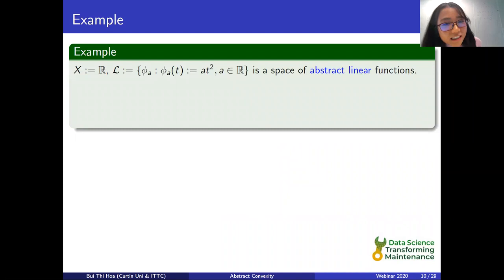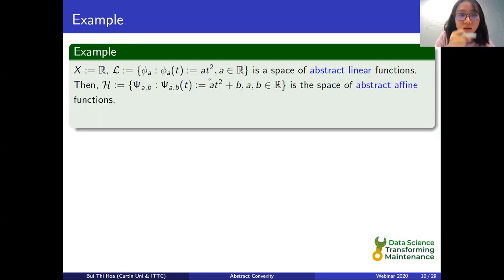Okay, so next we move to some simple examples. Let's think about the example at the beginning of the talk. This example is about the collection of all the linear functions, or quadratic functions with a scale, and then abstract affine functions, which are quadratic functions plus a vertical shift.